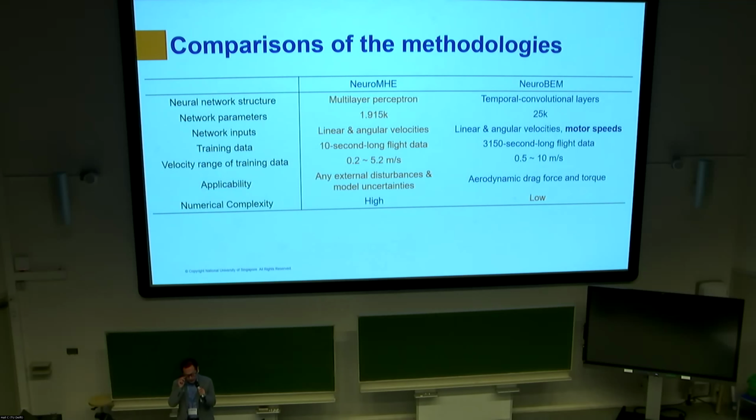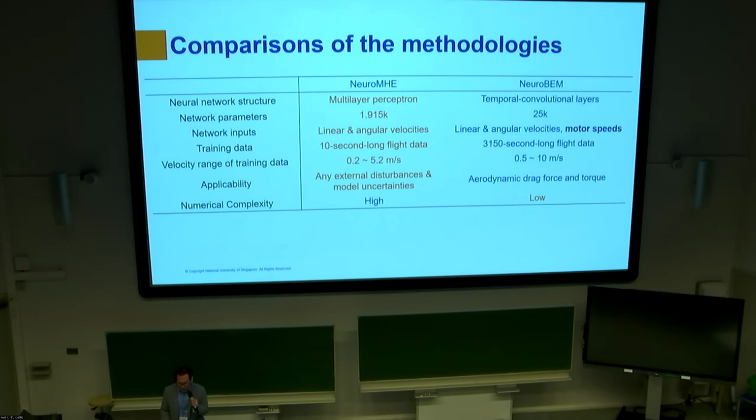All right, this is the overall comparison between the 2 methods. For the neural MHE, we simply use a multi-layer perceptron to parameterize the hyperparameters. And we use significantly fewer neural network parameters, which is 1.9K in comparison to 25K used by neural BM. In terms of the neural network inputs, we only need to measure the linear and the angular velocities.